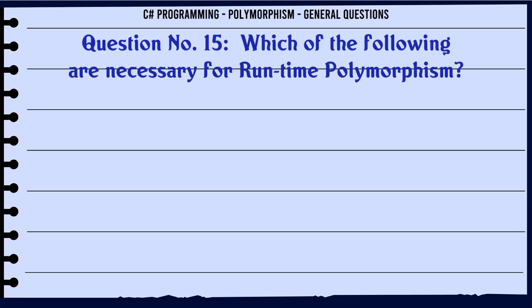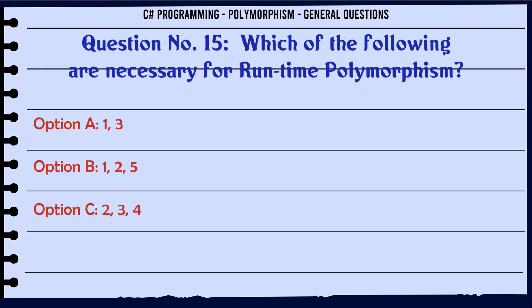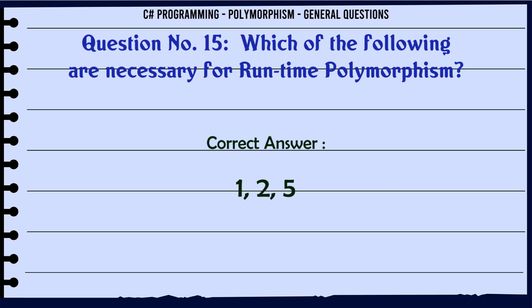Which of the following are necessary for runtime polymorphism? A. 1 3, B. 1 2 5, C. 2 3 4, D. 4 only. The correct answer is 1 2 5.